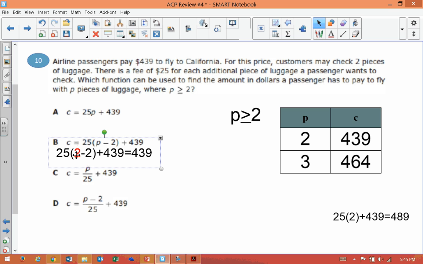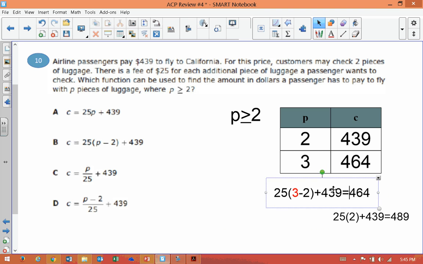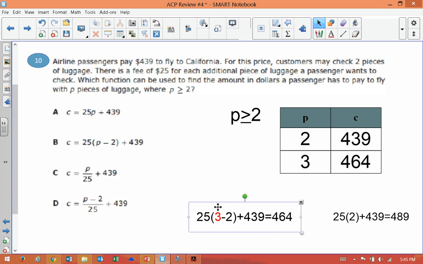And by the way, what happens if I make P even bigger? What if I let it be 3? Then I get 25 times 1 plus 439. So now I'm adding 25 to this, and that's 464, not 4,000. So that works. Since B matches in every case, it appears that B is the correct answer for this.